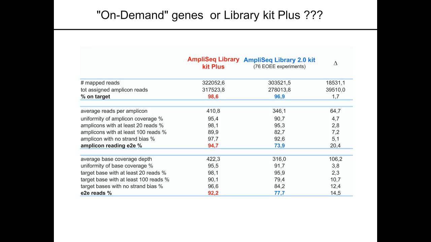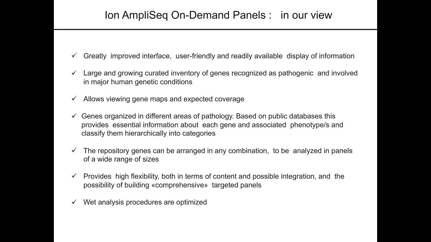So I think we have answered the question, which one is the most important, or what is very important in these experiments. So in our view, how do we consider the system in general? We think that we had a greatly improved interface, which was very important. It's user-friendly and gives us a readily available display of information, which is fundamental for the process of choosing, as I said, the right tool.